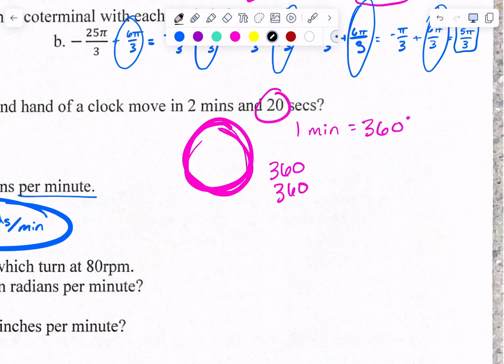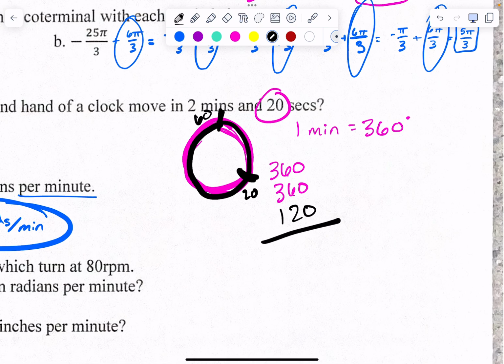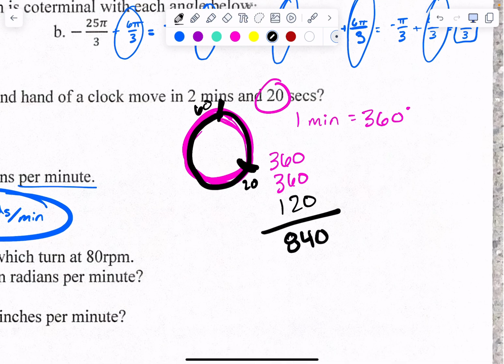20 seconds. What fraction of a circle is 20 seconds? A third. Yeah, there's 60 seconds all the way around. So 20 seconds would be just a third of that, right? And what's a third of a whole circle in degrees? 120 degrees, right? So I've gone an additional 120 degrees on top of that. If I add those all together, that is 840 degrees.